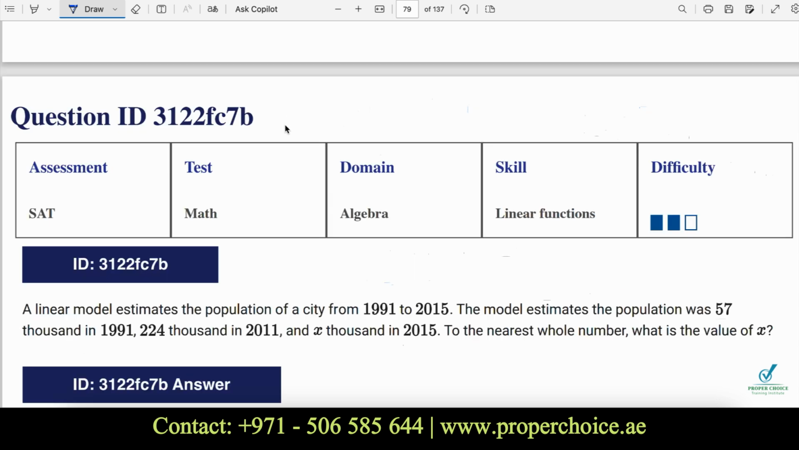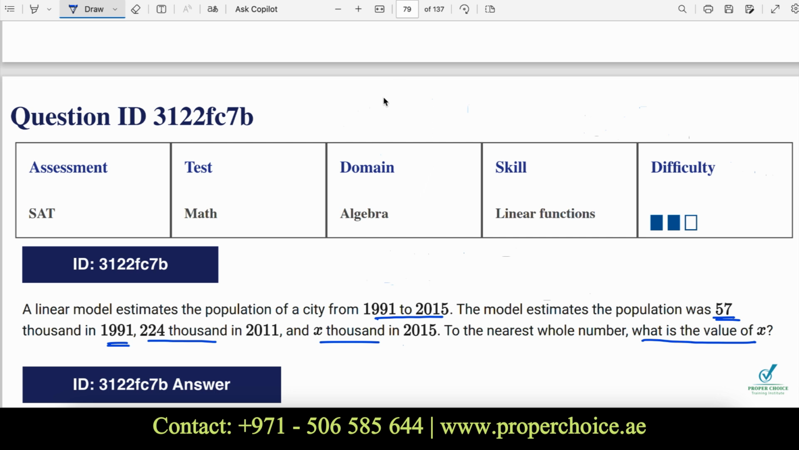A linear model estimates the population of a city from 1991 to 2015. The model estimates the population was 57,000 in 1991, 224,000 in 2011 and x thousands in 2015. To the nearest whole number, what is the value of x? If you are considering these are the data, you have to calculate what is the increment of population per year. It's basically the rate of increment of population per year.